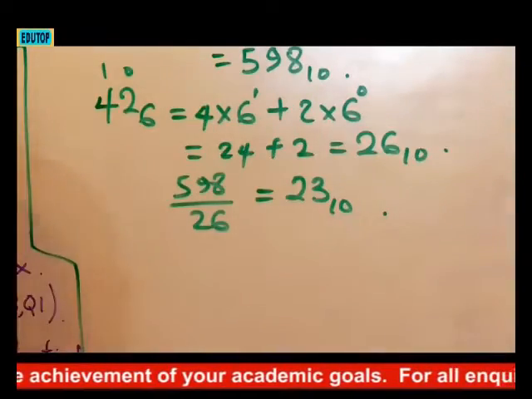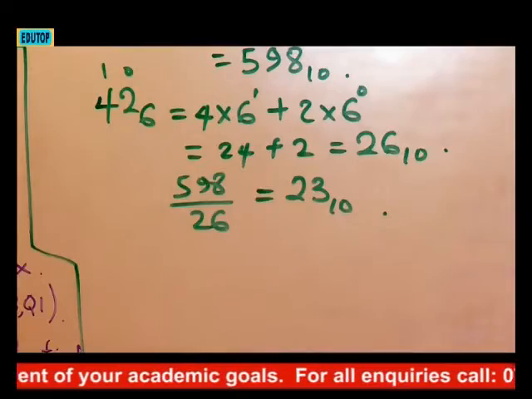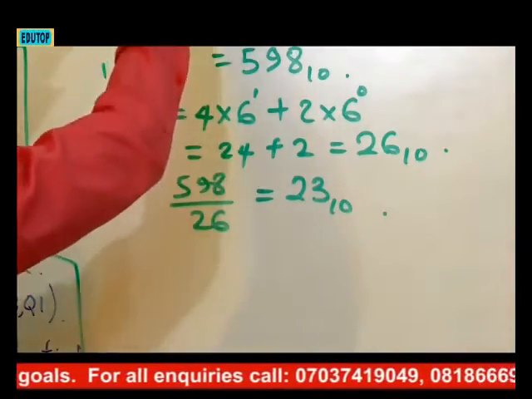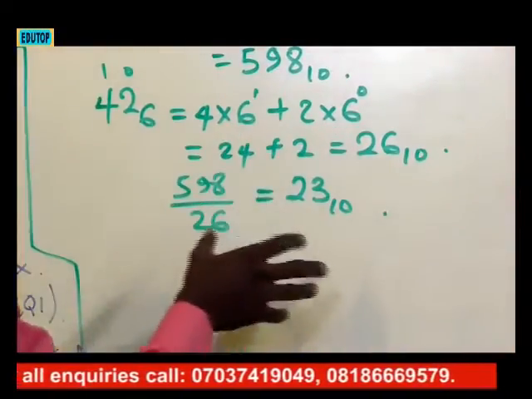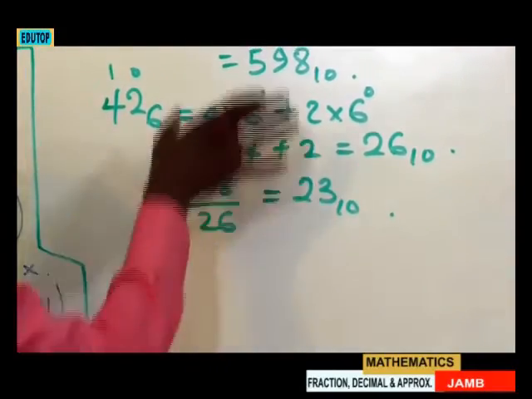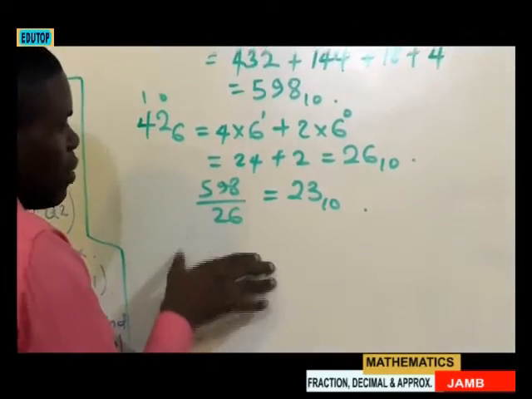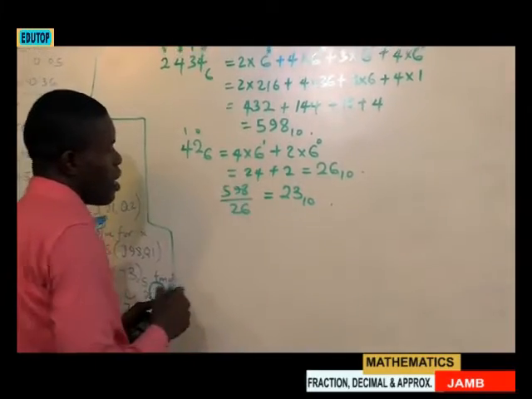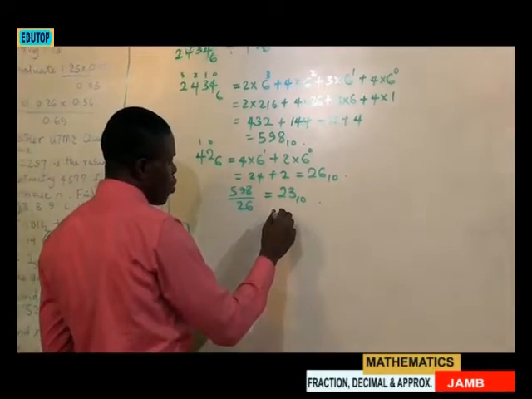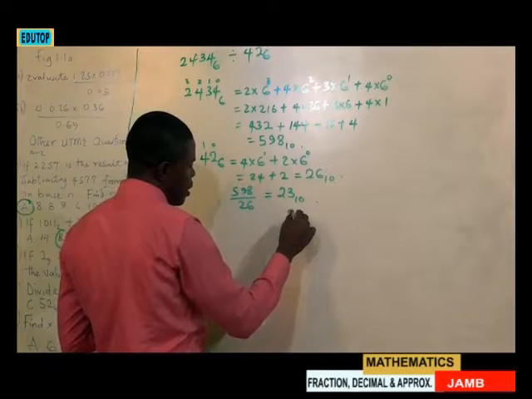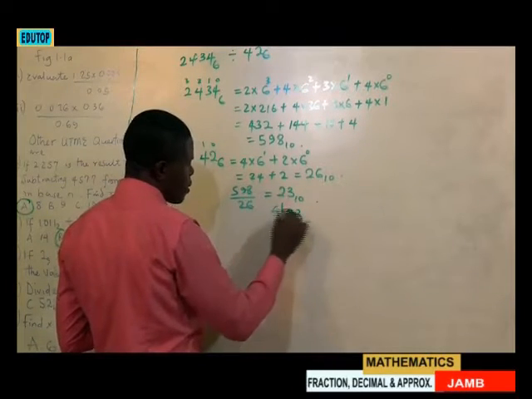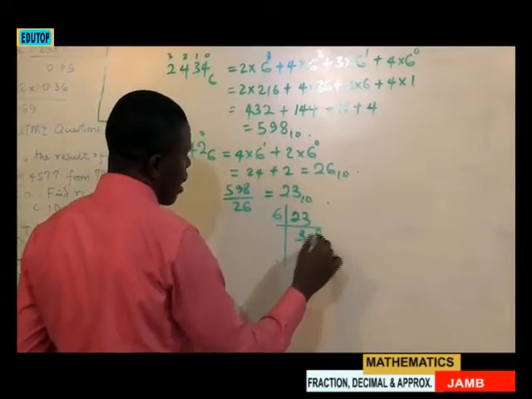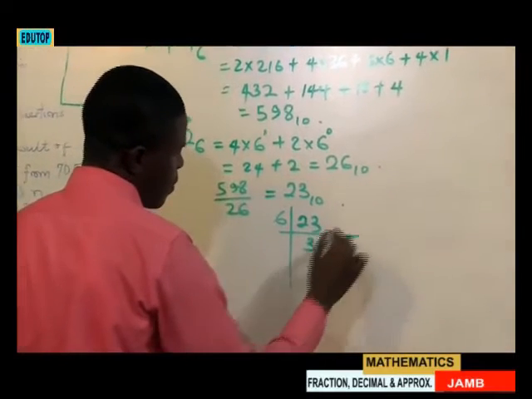Am I going to leave the answer this way? No, because the question asked me to divide and both numbers are in base 6. So for convenience, I have succeeded in converting to base 10 and I did my division. Now I have it in base 10, so I need to convert back to base 6. And if I want to convert this to base 6, I just need to divide this 23 by 6. 6 in 23, I will have 18. That is 3. Remainder 5.